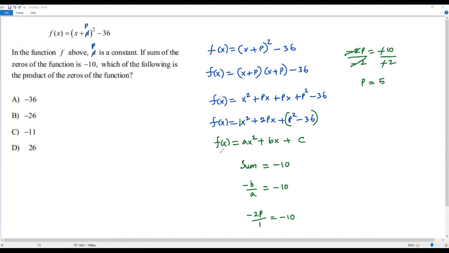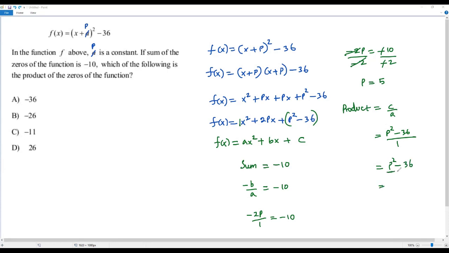And also, when the quadratic function is given in standard form, there is a formula to get the product of the two zeros. The formula is c over a. Actually, c is the constant term. So in our quadratic function, the constant term is p² − 36. And a is the coefficient of x², which in our quadratic function is just 1. When I divide p² − 36 by 1, I'm still getting p² − 36.